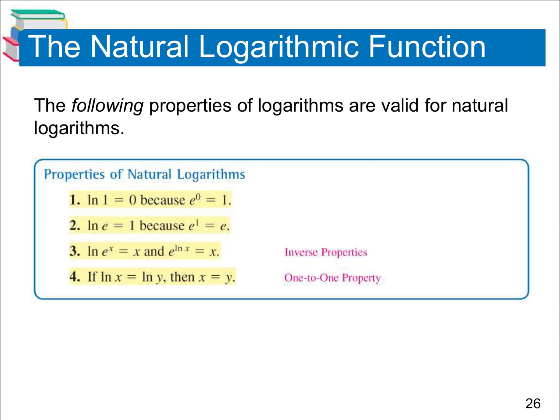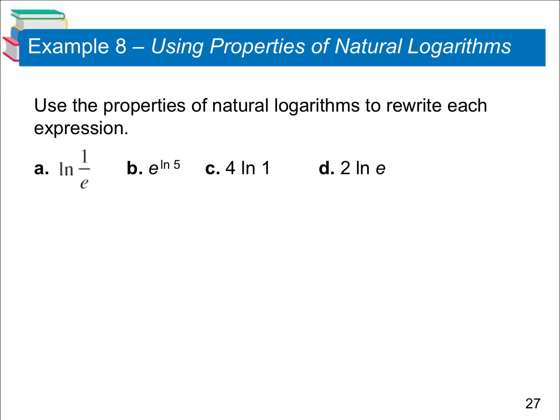Same thing if e was raised to the power of ln of x. The e cancels out the ln. The only thing that you're left with is x. Lastly, if you have ln of x is equal to ln of y, the ln's cancel, just like if it was log of x is equal to log of y. They are the same on both sides, so they cancel out. You're just left with x is equal to y. So we're going to use those to simplify these 4 examples.